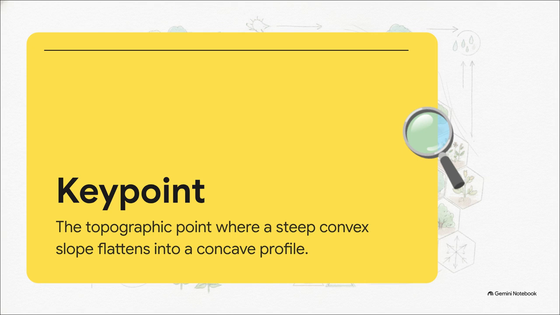If you look at the cross-section of a valley slope, the key point is that exact topographic sweet spot where the upper slope transitions from being steep and convex to being flatter and concave. It's essentially the exact point where subsurface water often breaks right through to the surface.